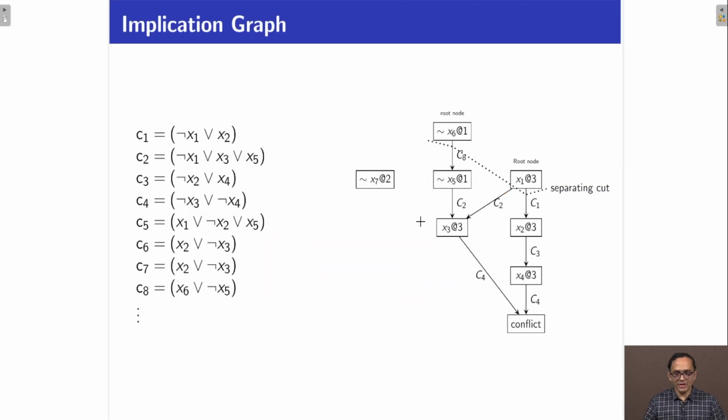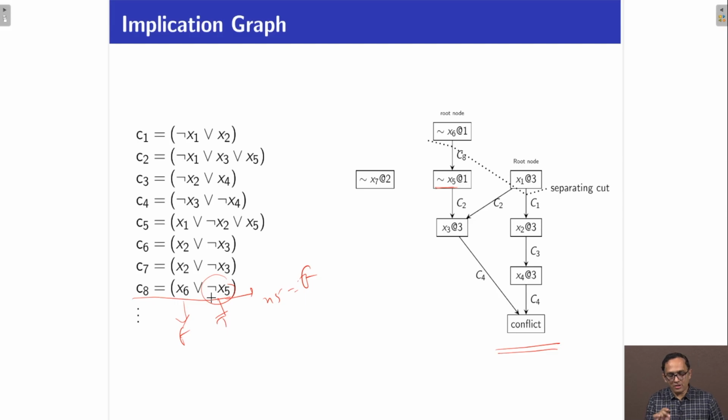So, this example I have taken in the previous class, and this is the kind of conflict we obtain from these clauses. I can quickly recap. So, you initially take x6 equal to false at decision level 1, which through C8 forces x5 equal to false, right, otherwise this clause will become false. So, this must be true. It means x5 should be false, then only not of x5 will be true.